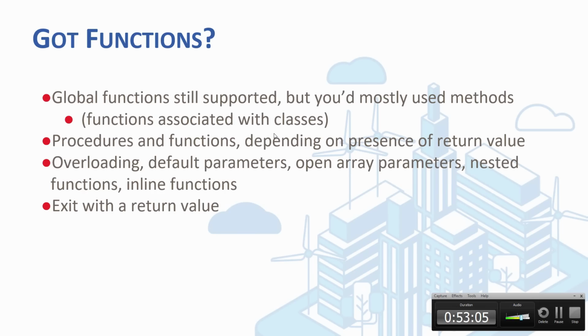And both types of functions, globals and methods, offer overloading, offer default parameters, have open array parameters, the ability to have an undefined number of parameters. They provide support for nested functions, and they have inlining, which can significantly improve performance. How you define the result of a function is by using the result special keyword or the function name, or as a bonus for C language programmers, using exit and passing a return value, which is kind of like using a return statement.